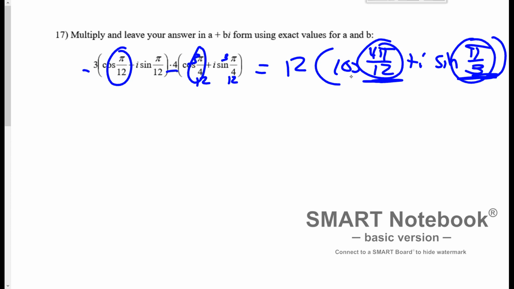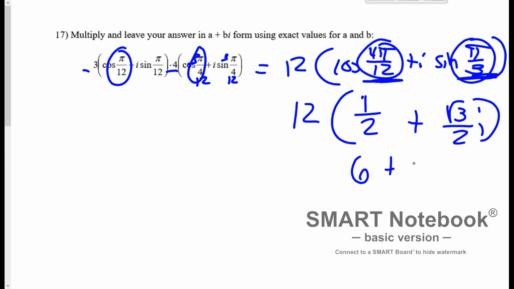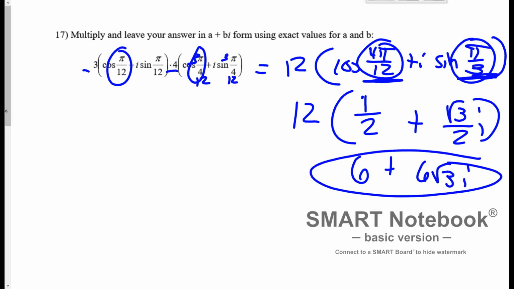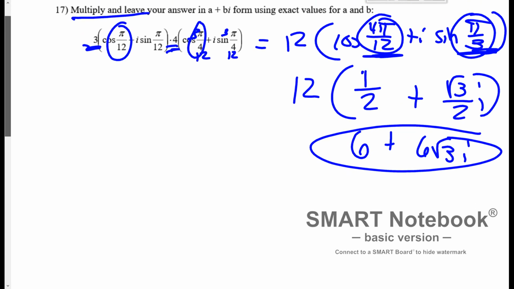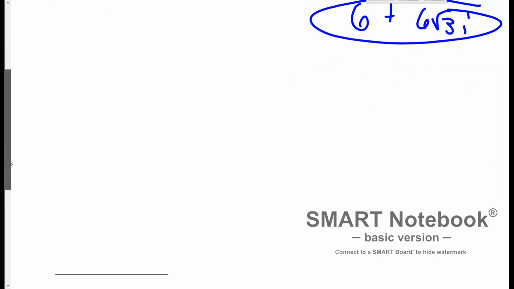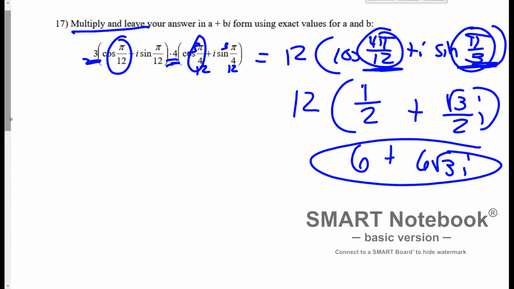All right, well, what's cosine of pi thirds? Well, cosine of pi thirds is just 1/2, and this is root 3 over 2 times i. Then just distribute your 12, so that'd be 6 plus 6 root 3 i. There you go. So it seems complicated, but really it's not too bad. So when you're multiplying, you just multiply your r's and add your thetas, and then just find out what cosine and sine are. And exact values means don't use a calculator. Okay. All right, so that I believe is it for you. So all done.